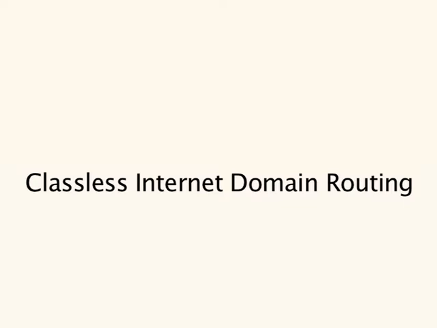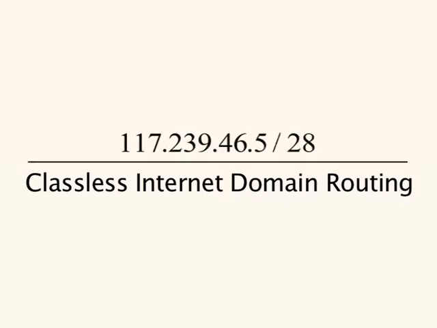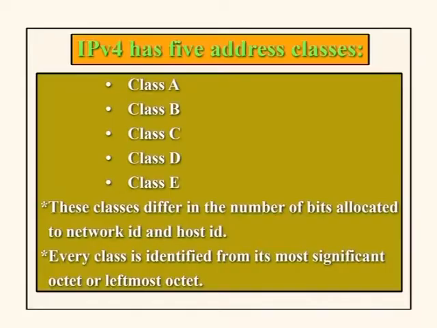Example of CIDR is 117.239.46.5/28. In this particular example, /28 signifies that the subnet mask contains 28 ones followed by 4 zeros. Now we have learnt two techniques to represent subnet mask, one directly and the other using classless inter-domain routing. Keeping in mind this concept, let us discuss different address classes.